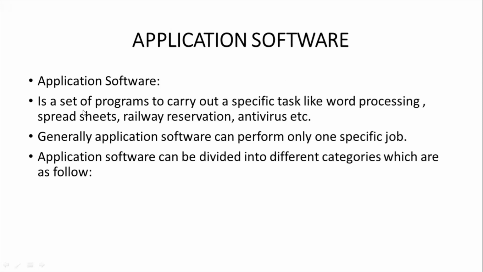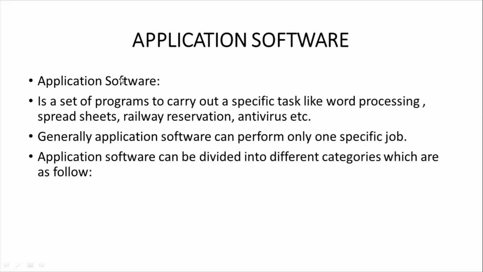So what is an application software now? It is a set of programs to carry out a specific task like word processing, spreadsheets, railway reservation, antivirus, etc. Generally, application software can perform only one specific job. Anything like word processing, spreadsheet, railway reservation, or antivirus will come under application software, which can perform a specific job.